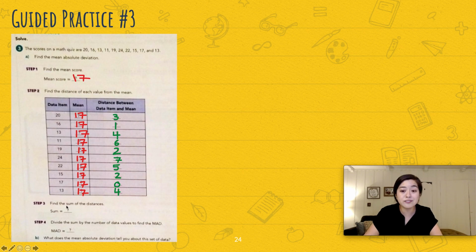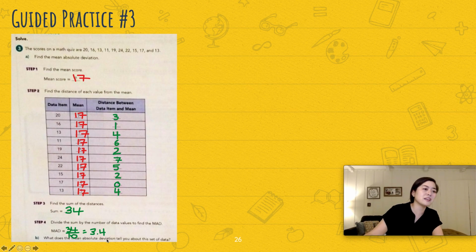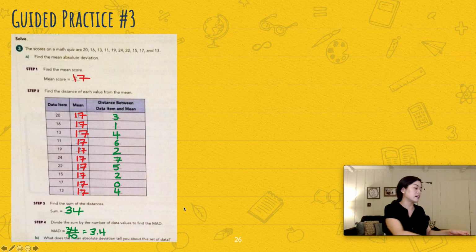Now we're going to find the average of this, but to find the average of this third column, you need to first find the sum of it. The sum of the distances is 34, and how many data values do we have? There are 10, so we're going to do 34 divided by 10, which is 3.4. And here, what does the mean absolute deviation tell you about the set of data?